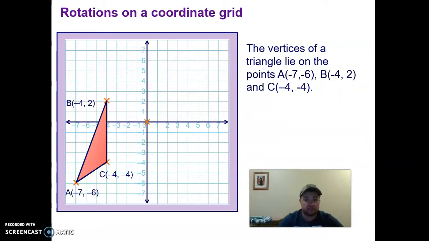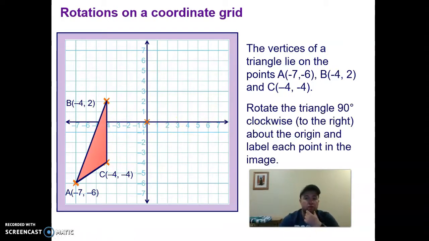The vertices of this triangle lay on the points negative 7, negative 6. So remember, we go x and then y. Negative 4 and 2, x and then y, and negative 4, negative 4, x and then y. And we're going to rotate the triangle 90 degrees clockwise. That's our right. About the origin, which we just learned is the center of the graph, right here in the center. And then we're going to label our points.